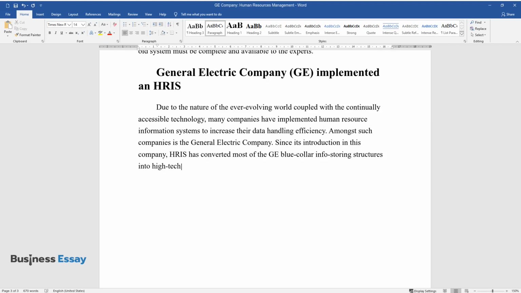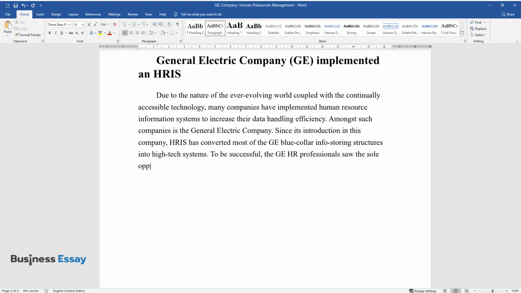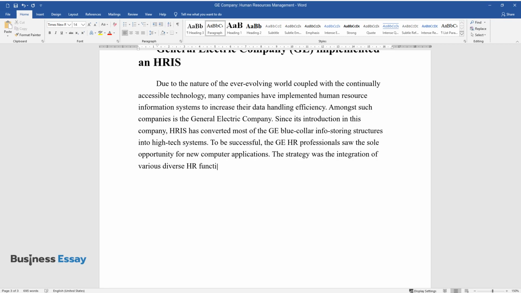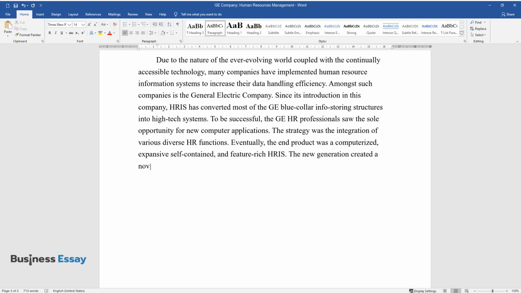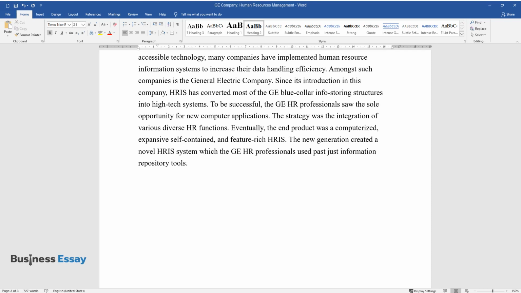To be successful, the GHR professionals saw the sole opportunity for new computer applications. The strategy was the integration of various diverse HR functions. Eventually, the end product was a computerized, expansive, self-contained, and feature-rich HRIS. The new generation created a novel HRIS system which the GHR professionals used beyond just information repository tools.